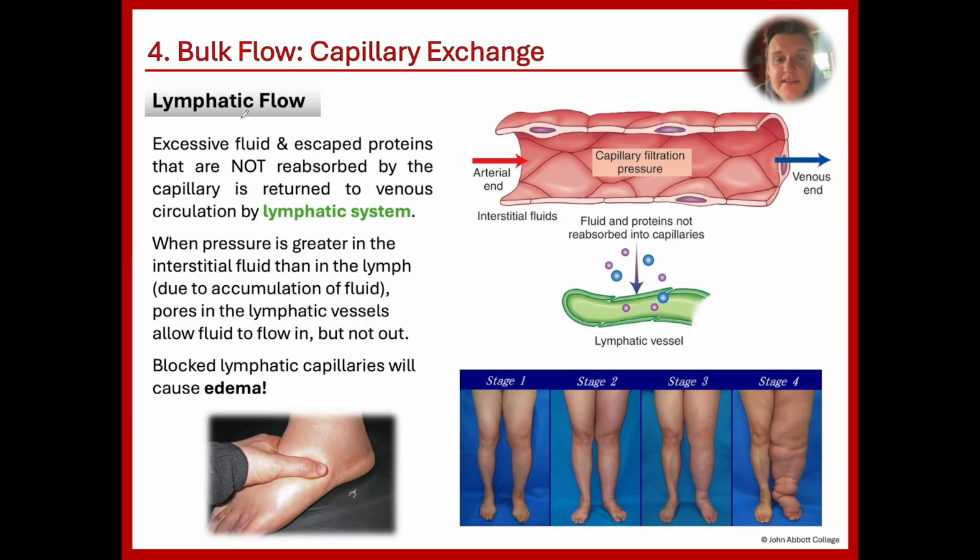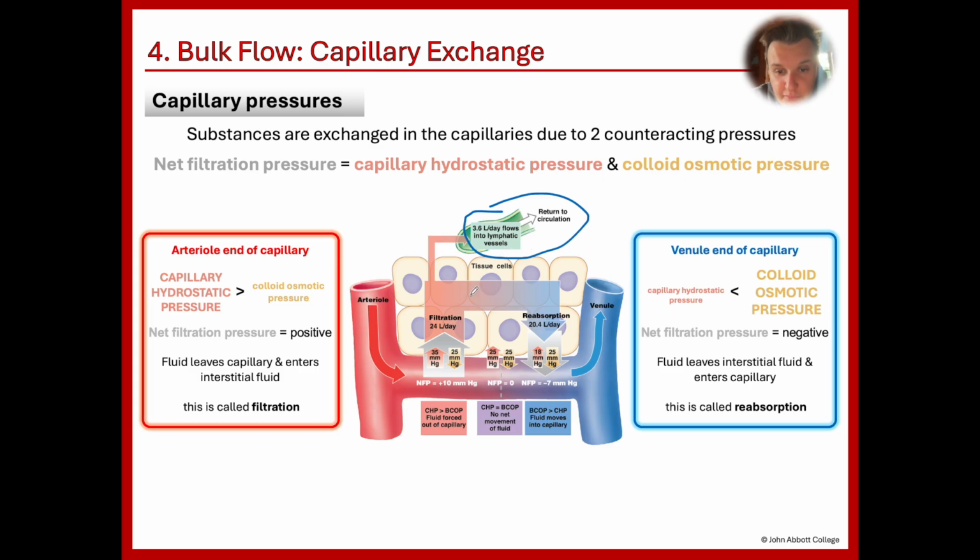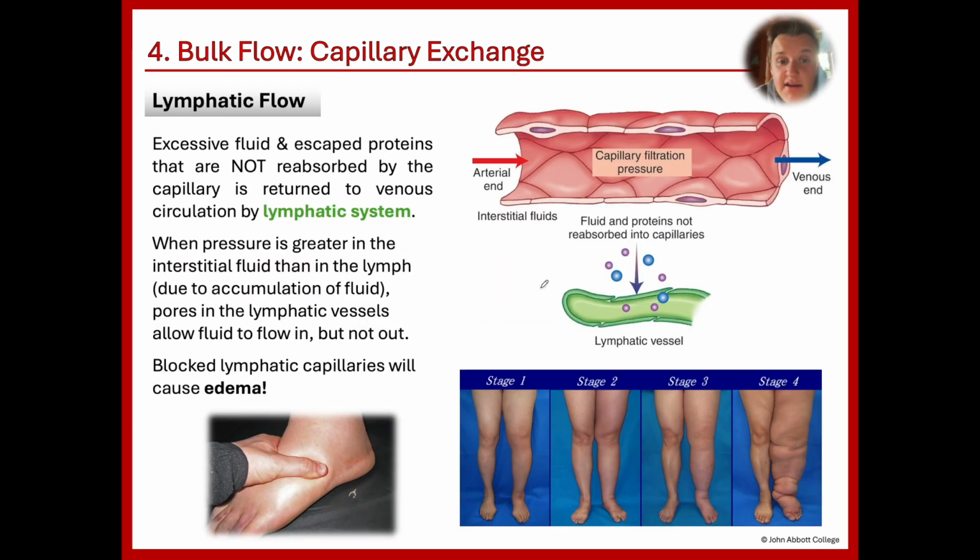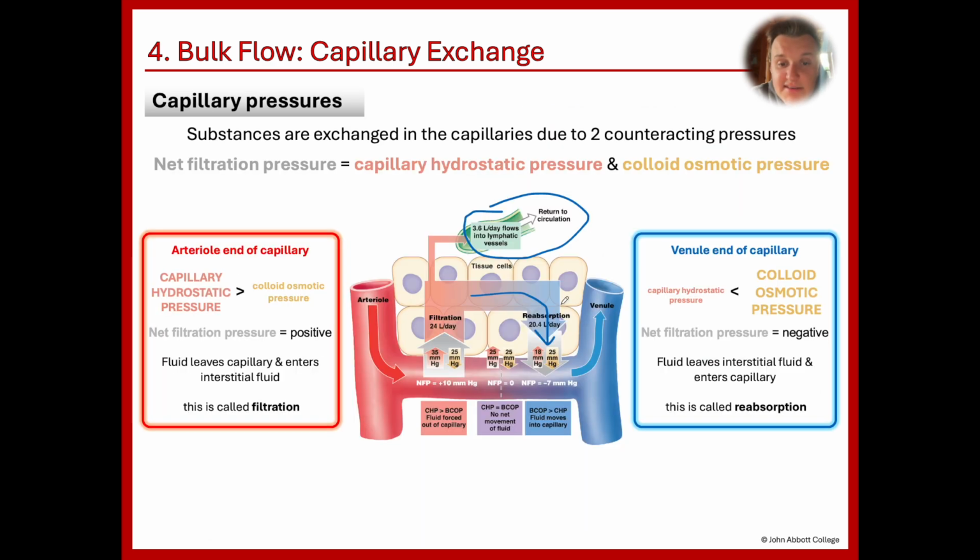So what is the lymphatic flow? Excessive fluid and escaped proteins are not always reabsorbed by the capillary, right? They're not always brought back and reabsorbed. We see actually there's about 4 liters a day that isn't, right? And instead, they're returned to the venous circulation by the lymphatic system. So next to the tissues and next to all the capillaries are a separate set of tubes that are called the lymphatic vessels. And we're going to see them in the next system.